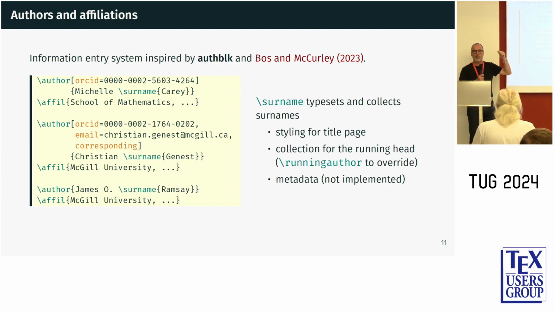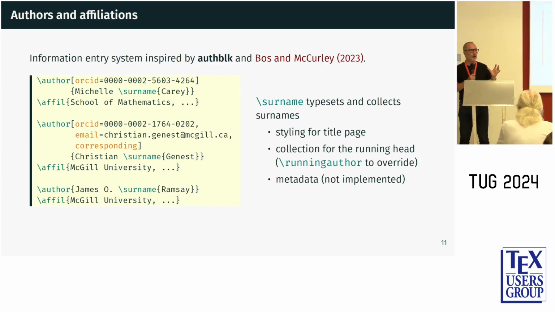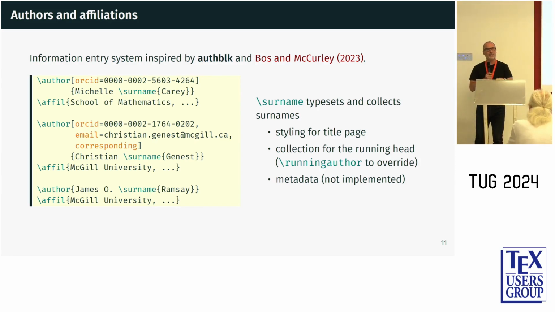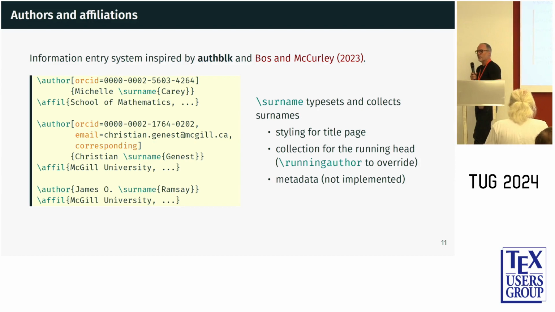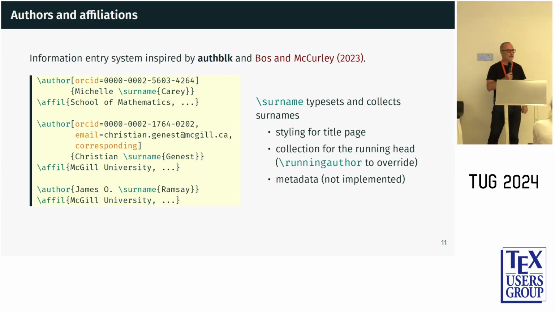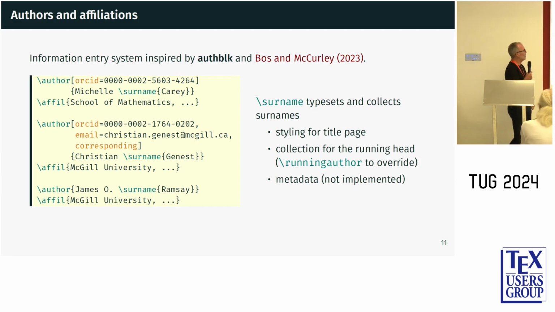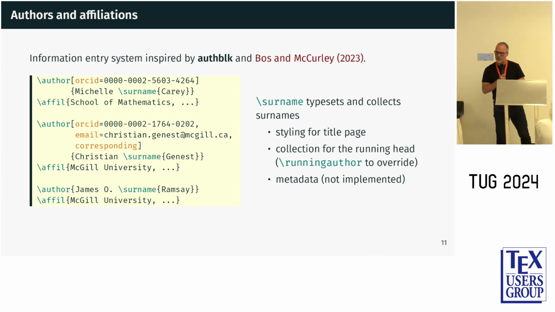So on the title page, the surnames are always in uppercase letters. This way I don't rely on the authors typing their name in uppercase letters, I just do it myself. And also I can collect all the surnames and put them together in the header of every second page, something that is quite common in scientific journals. So yeah, that was something useful.